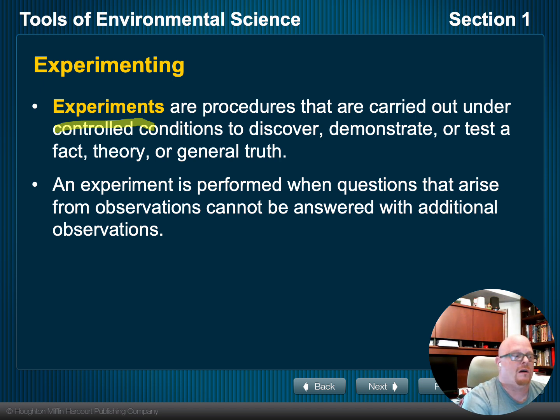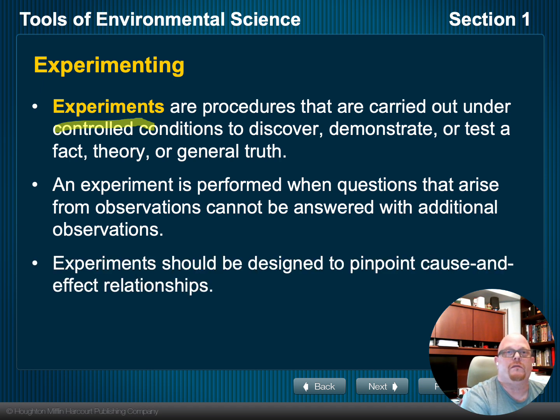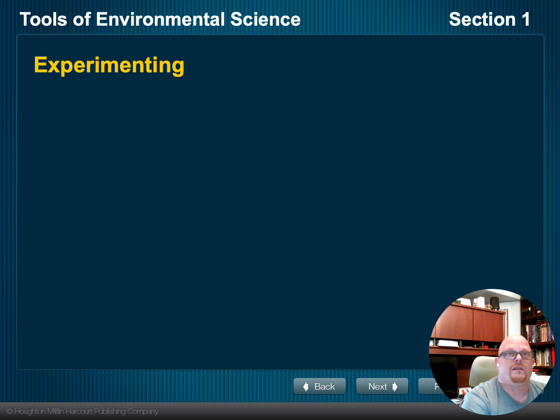We've got to do some finding out. That's not just readily observable, the answer. So we're going to have to investigate. Think of an experiment as an investigation. So an experiment should be designed to pinpoint cause and effect relationships. Very important to understand that.